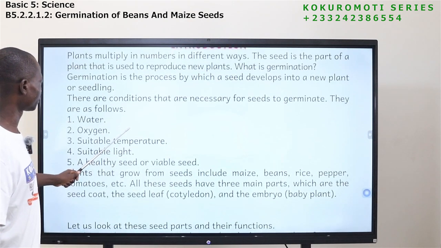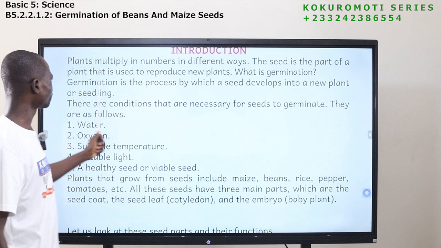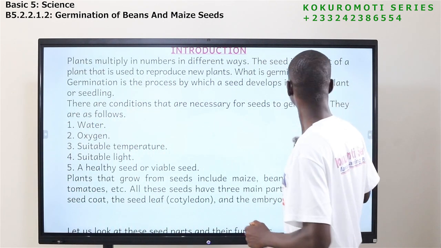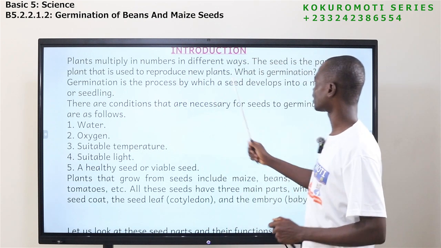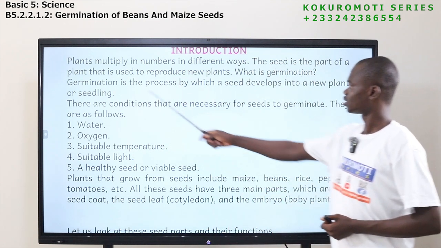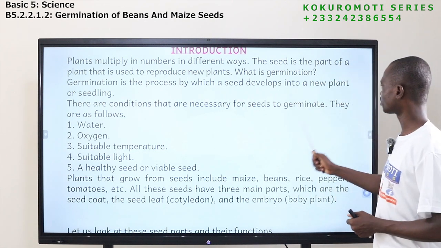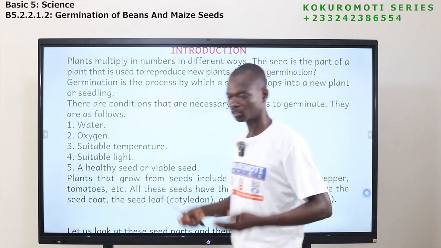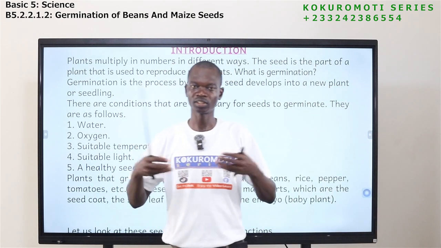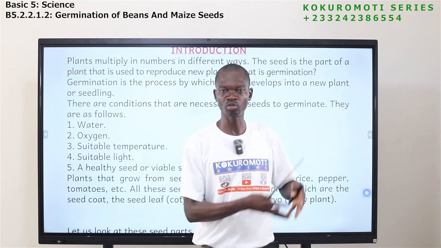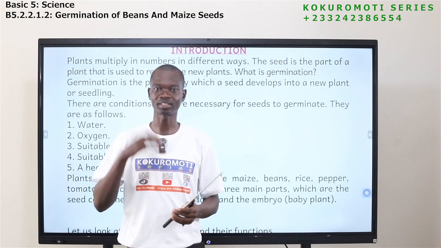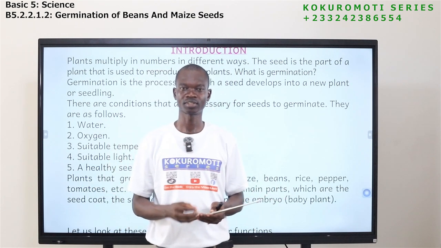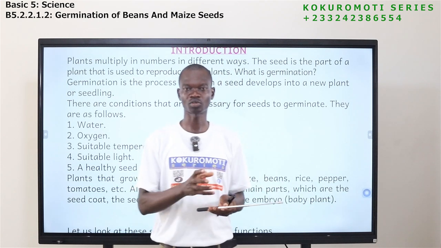Now let's look at this. Plants multiply in numbers in different ways. The seed is the part of a plant that is used to reproduce new plants. What is germination? Germination is a process by which a seed develops into a new plant or seedling. So plants grow, but before they grow, they need to go through a process. That process, I've told you, is called germination. That is when the young plant develops from the seed.